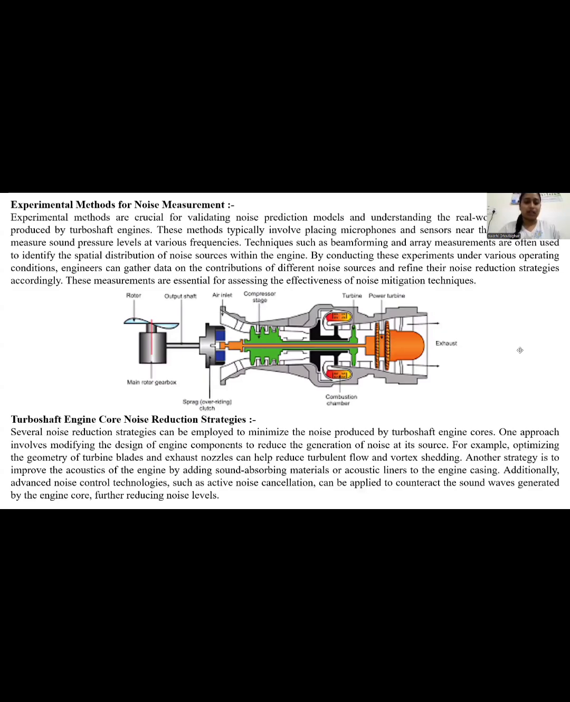As we can see in the diagram, there is a motor and the gearbox, the spark combustion chamber, exhaust turbine, power turbine, compressor stage, air inlet, output shaft and rotor.